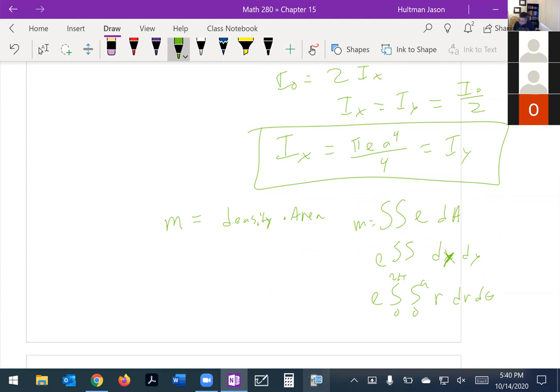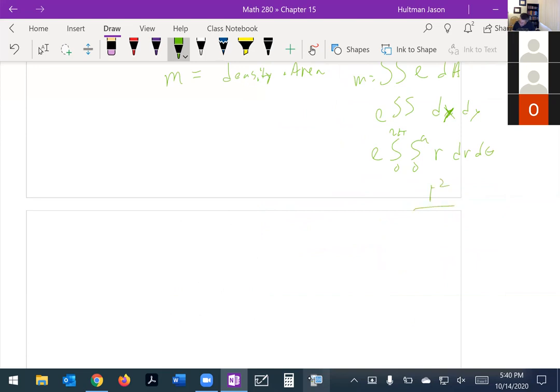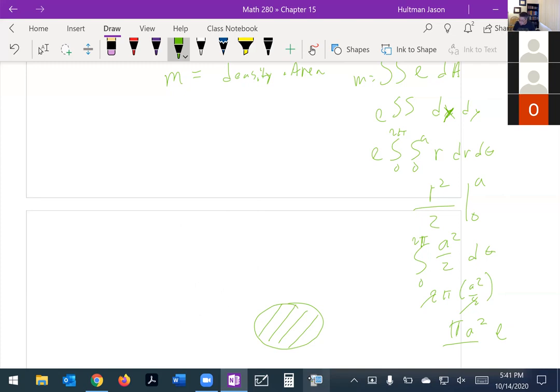Nice. So this is going to become r squared over 2, evaluated from 0 to a, which is a squared over 2. Then that integrates from 0 to 2 pi d theta, so 2 pi times a squared over 2 just becomes pi a squared, which is the area of a circle with radius a, times rho. Does it make sense that the total mass would be the density times the area? Well, yeah, and what was the area? The area was pi r squared. It was a circle. So we just found the area of a circle using double integrals. We actually proved the area of a circle in calculus.